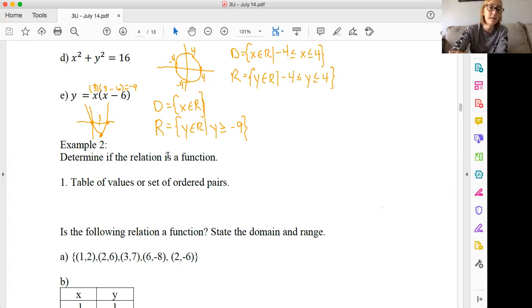Now if we look at example 2: determine if the relation is a function by a table of values or a set of pairs. Keep in mind, when we looked at what a function was, for every x, there was only one y. So we can never, ever have two y's for one x. It's not a function in that case. Okay, so I'm going to clear this, that way we can go on to example 2.